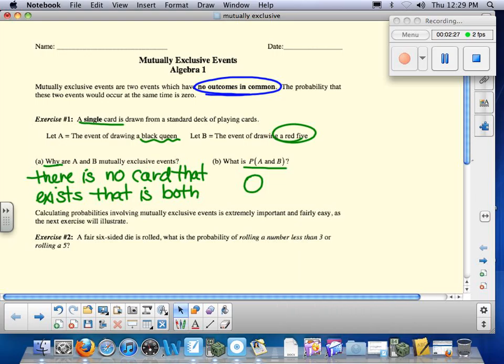That's how we know that it's mutually exclusive. They have nothing in common. Well, they're both cards, but that's about it. Okay? Let's jump down and take a look at a couple more.